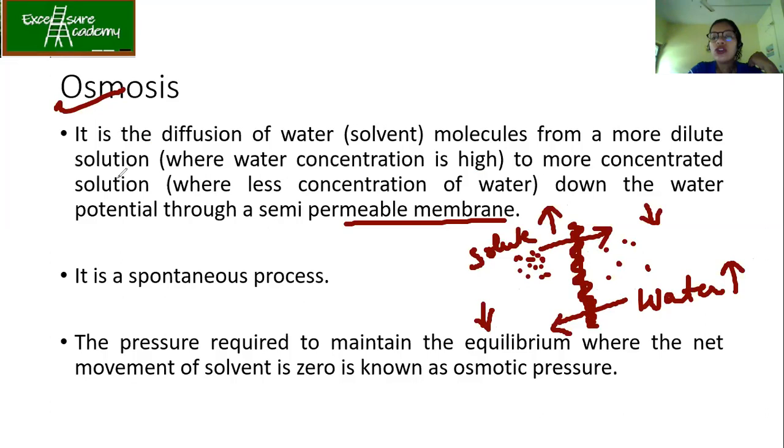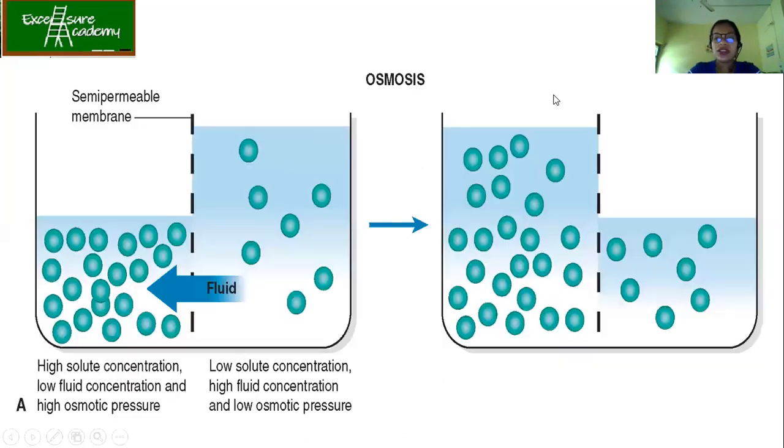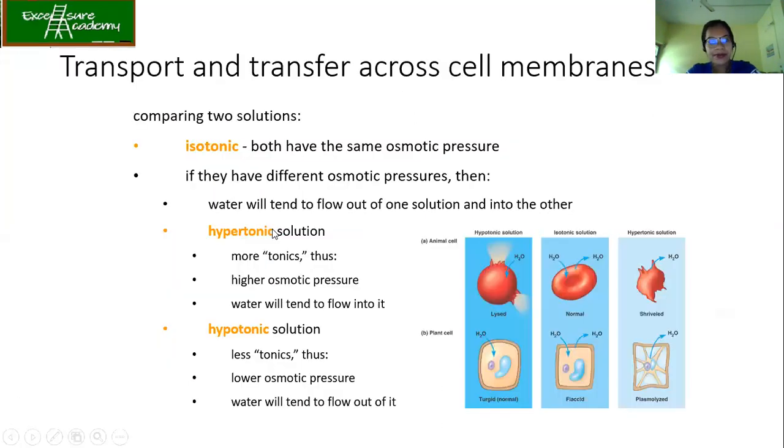Now, it's a spontaneous process, and that's why it happens down the concentration gradient. The pressure required to maintain the equilibrium where the net movement of solvent is zero is known as osmotic pressure. So what is osmotic pressure? The pressure required to maintain the equilibrium. This is very simple and very few MCQs come from this topic, but still we should learn all this.